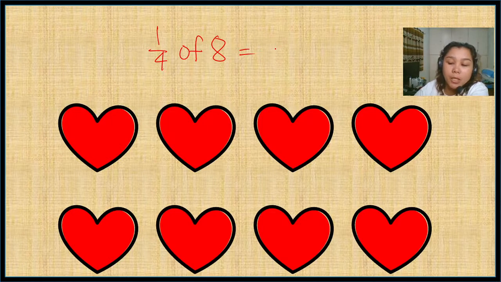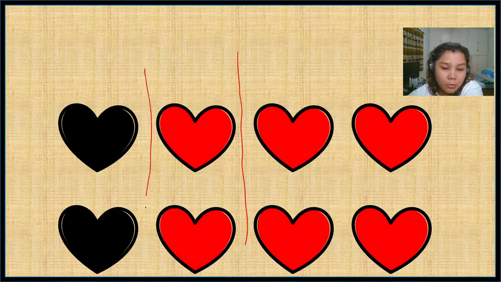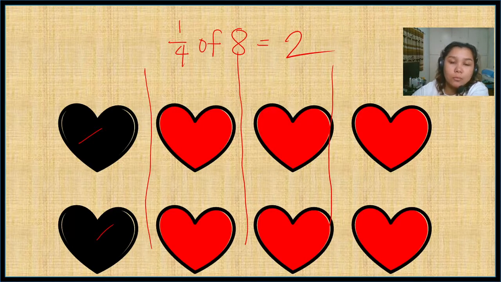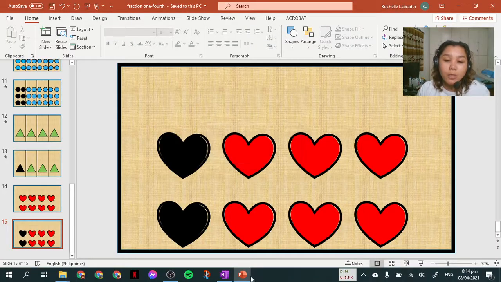How about the hearts? How are we going to get 1/4 of, ilan yan lahat? 8. So, ilan ba ang 1/4 ng 8? So, what do we do? Divide this into 2 muna. And then, divide this into 2. And then, divide this into 2 again. So, now we have 4 groups. This blackened part, yan, blackened part na yan. So this will tell us 1/4 of 8. Ilan ang laman? It's 2. So that's it about 1/4 of objects.